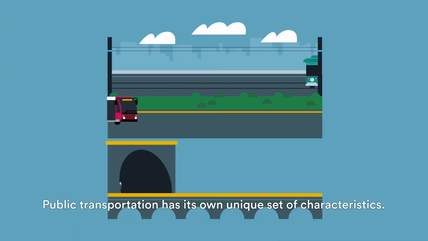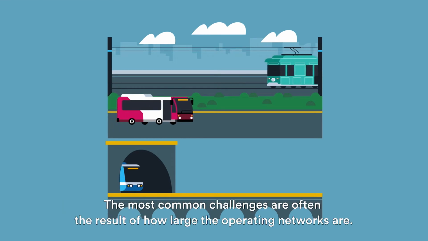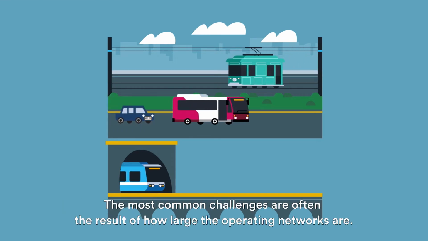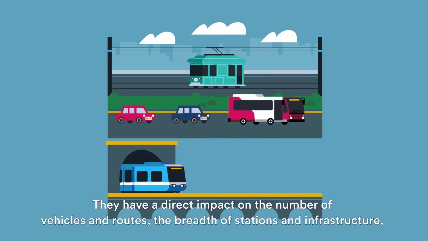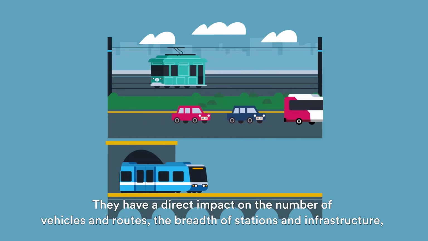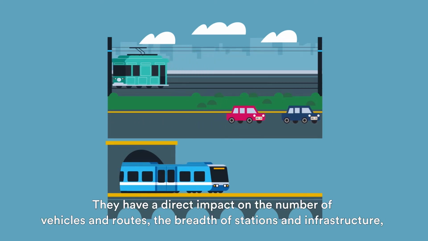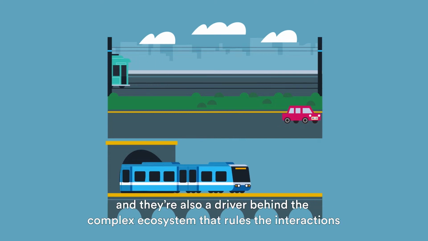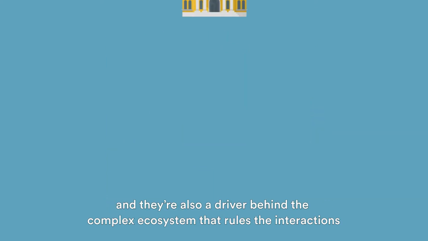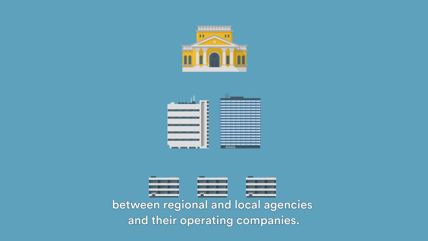Public transportation has its own unique set of characteristics. The most common challenges are often the result of how large the operating networks are. They have a direct impact on the number of vehicles and routes, the breadth of stations and infrastructure, and are also a driver behind the complex ecosystems that rule the interactions between regional and local agencies and their operating companies.